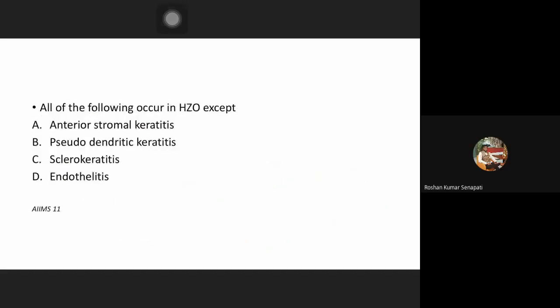No, sir. Okay. This question was asked in 2011 AIIMS. All the following occur in herpes zoster ophthalmicus except, okay? The options are anterior stromal keratitis, pseudodendritic keratitis, sclerokeratitis, and endothelitis. What is the answer? Anybody?